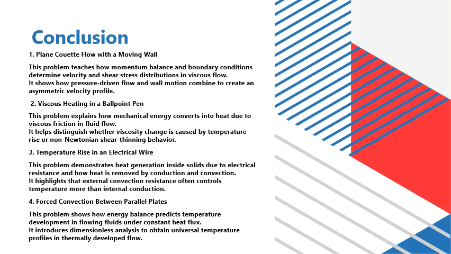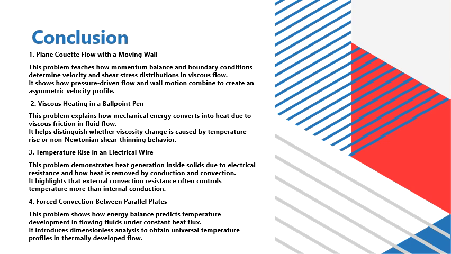Now for the conclusion, from problem number 1, we get to know how momentum balance and boundary condition determine the velocity and shear stress distribution in viscous flow, and it shows how pressure driven flow and wall motion combine and create asymmetric velocity profiles. From question 2, we get to know how mechanical energy converts to heat due to viscous friction in the fluid flow.